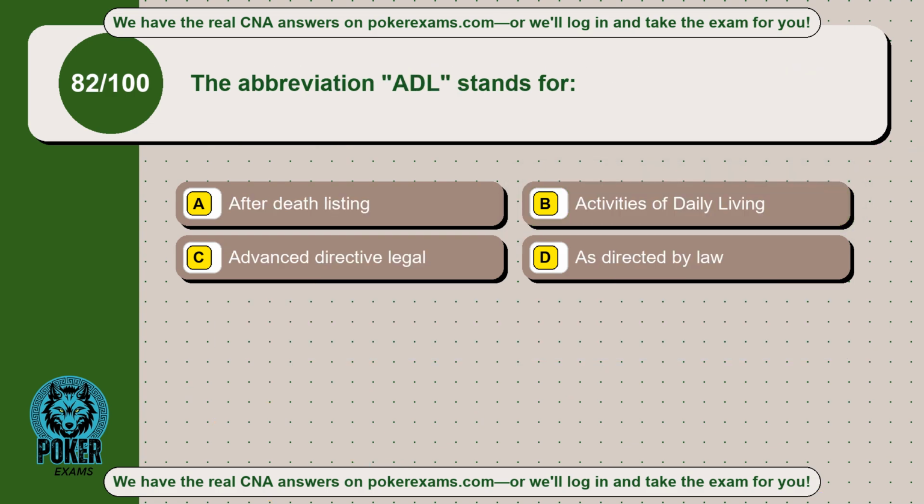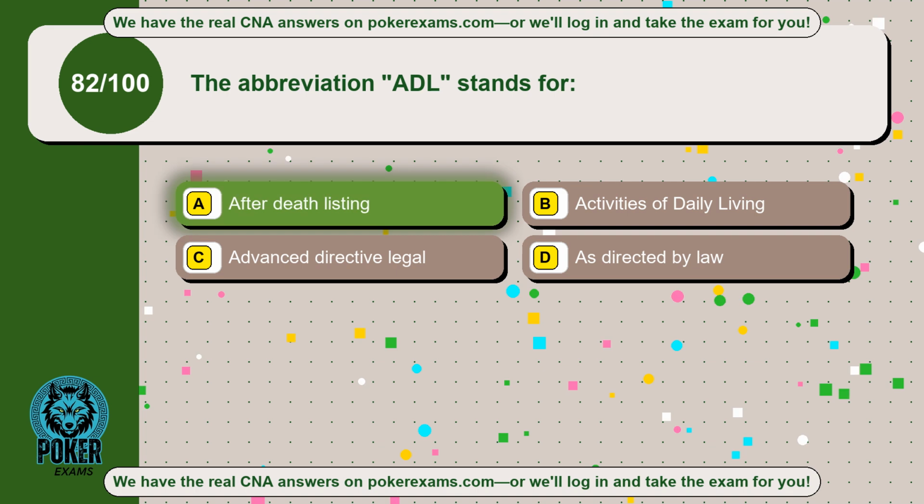Question 82. The abbreviation ADL stands for: Option A, after death listing. Option B, activities of daily living. Option C, advanced directive legal. Option D, as directed by law. The correct answer is option A, after death listing.